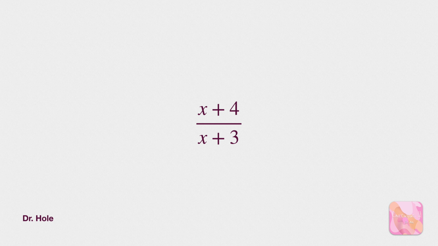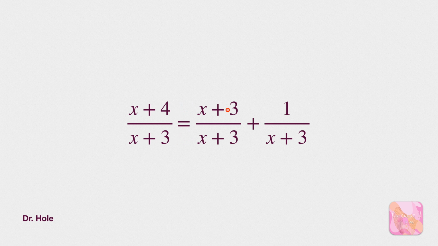Looking at this rational function, in the numerator, we have the variable plus a constant 4. We have the variable plus 3 in the denominator. We know that 4 is 1 bigger than 3. We can take 3 from 4, and we're left over with 1. Then if we look at x plus 3 over x plus 3, that turns into 1, and we know that 3 plus 1 will give us 4, so that the numerators equate.